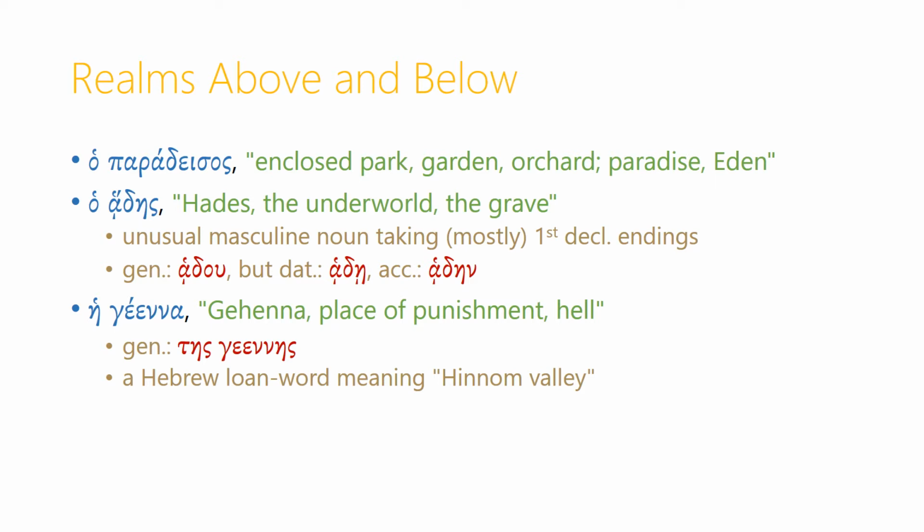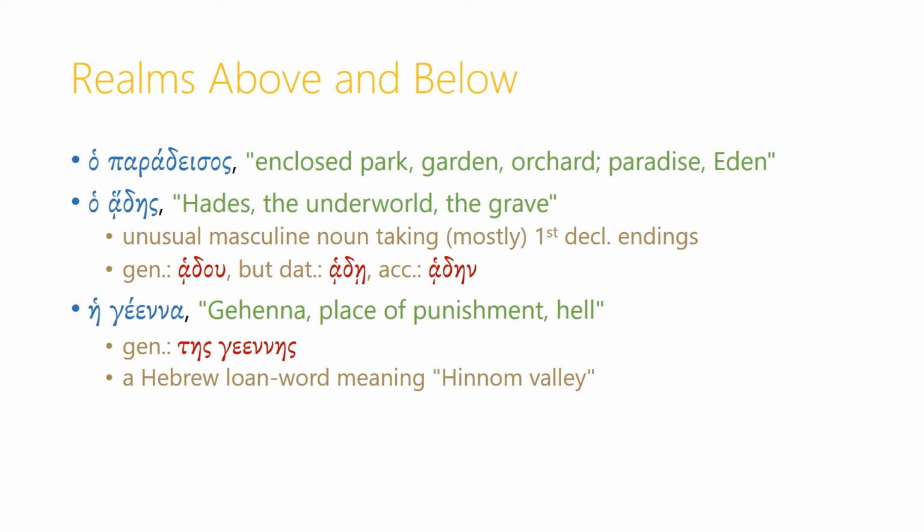On the other hand, Hades means Hades, or the underworld, or the grave. And the idea of Hades in Greek tradition is very similar to Sheol in the Old Testament. This is one of these unusual masculine nouns that takes first declension endings. And so the genitive looks second declension, hadou, but beyond that, we revert to first declension endings, even though we're going to use the masculine definite article. So it'll be toi hade in the dative singular, ton haden in the accusative singular, etc.